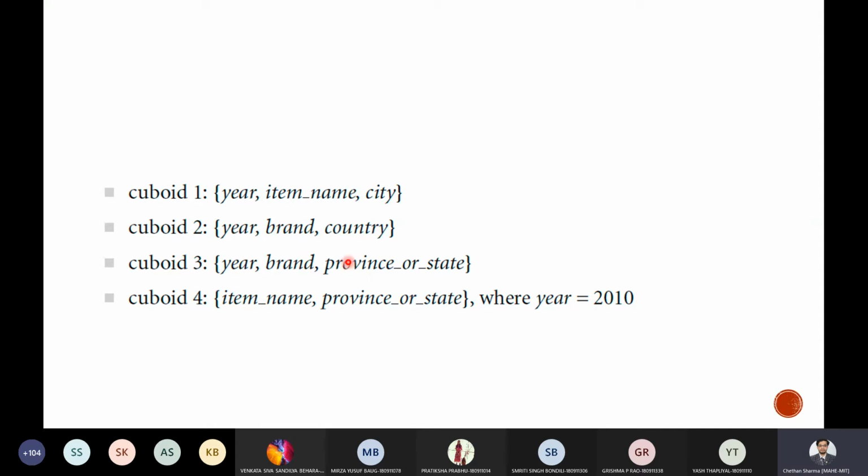So suppose you have a query which you have to process on brand and state, and there is some selection constant like year equals 2010. And these 4 materialized cuboids, or already computed cuboids, are available to you. So which of these 4 cuboids should be selected? As I told you, you have to select something which makes sense for the query. Okay.